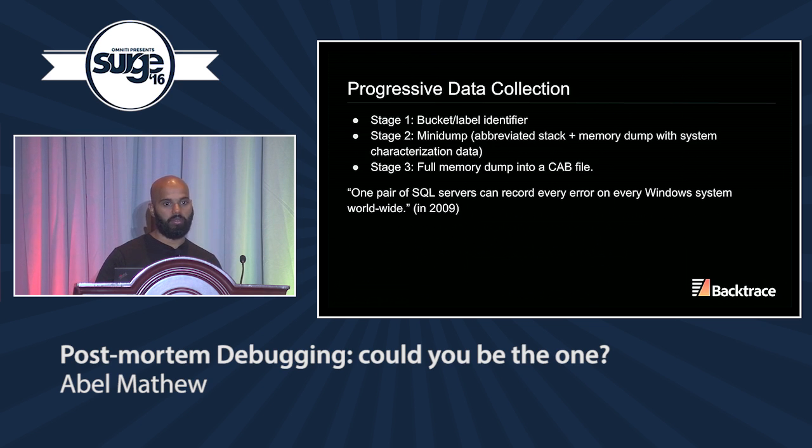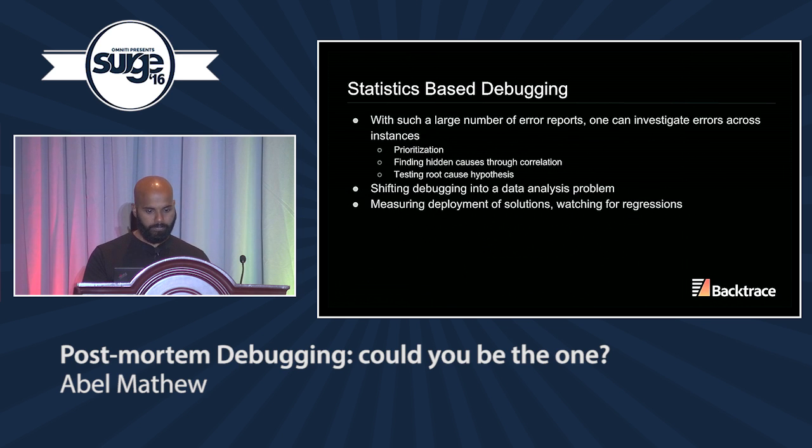So if they wanted more information, the developers would request it, and they would get it. The really awesome part about progressive data collection is that they could do this on a massive scale, and they only needed one pair of SQL servers. So only two systems to be able to record every error on every Windows system worldwide, and this was in 2009.